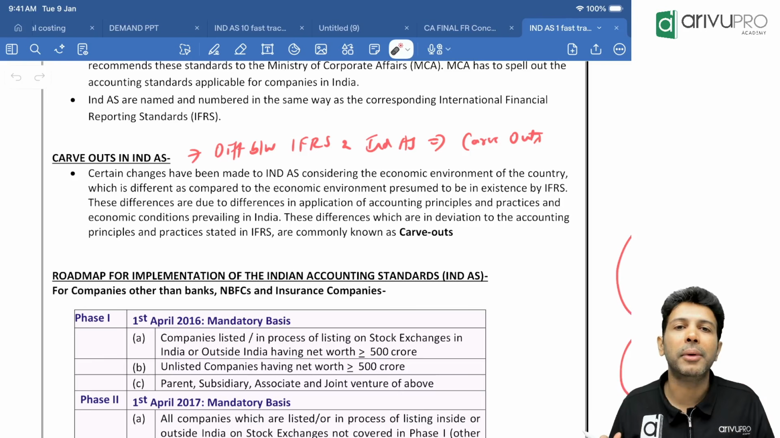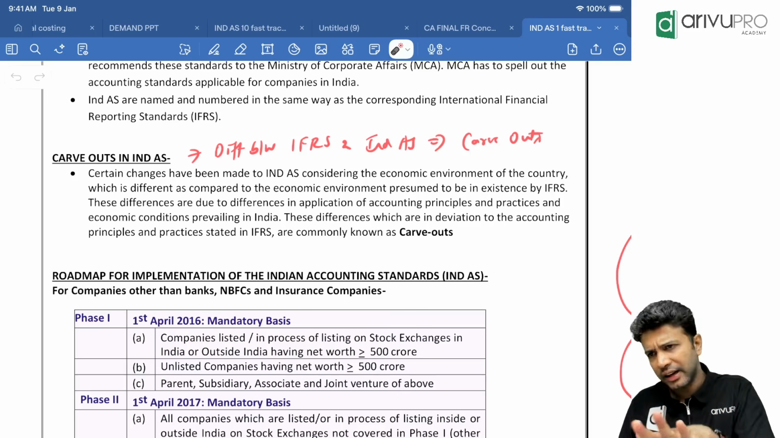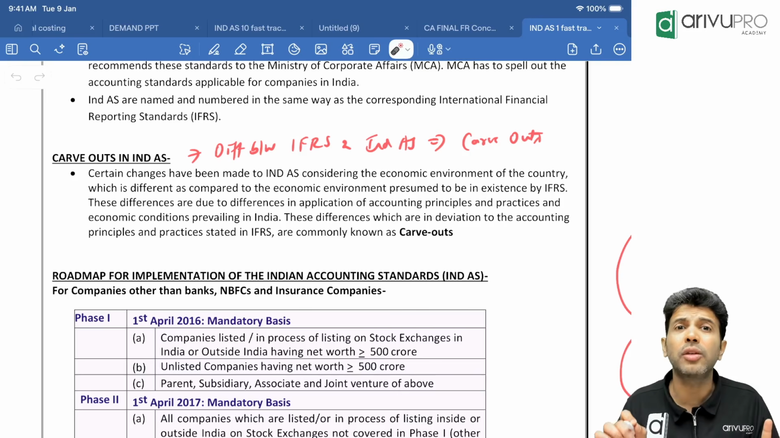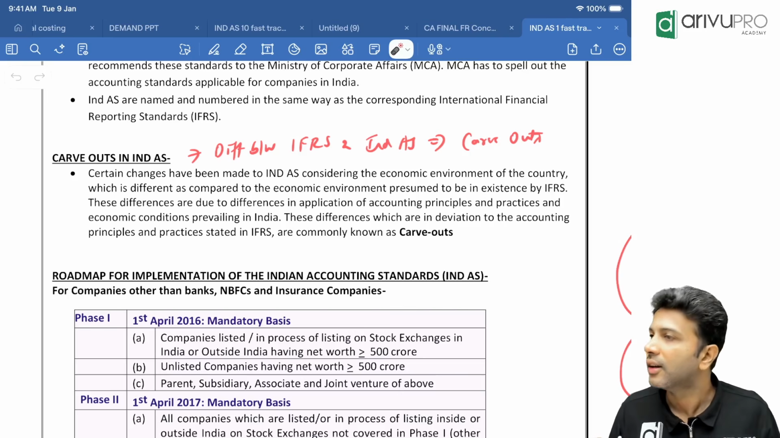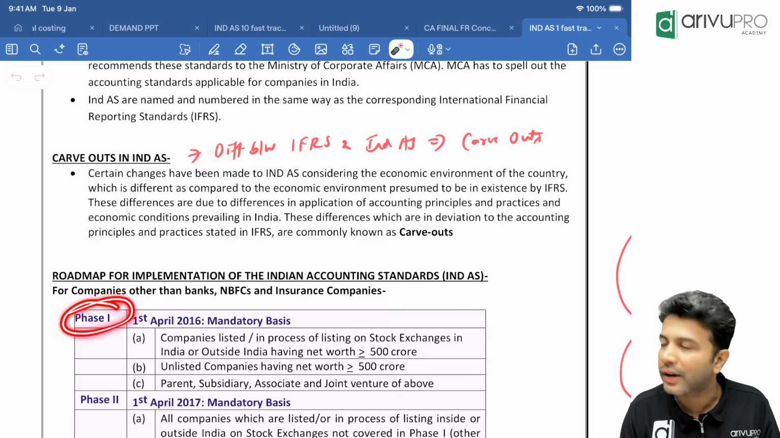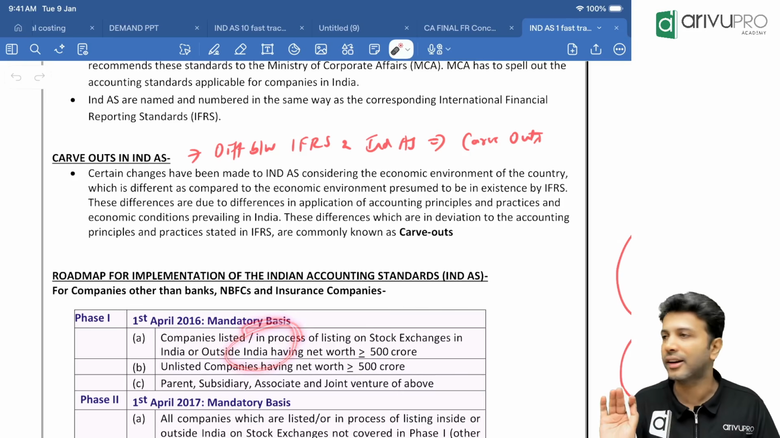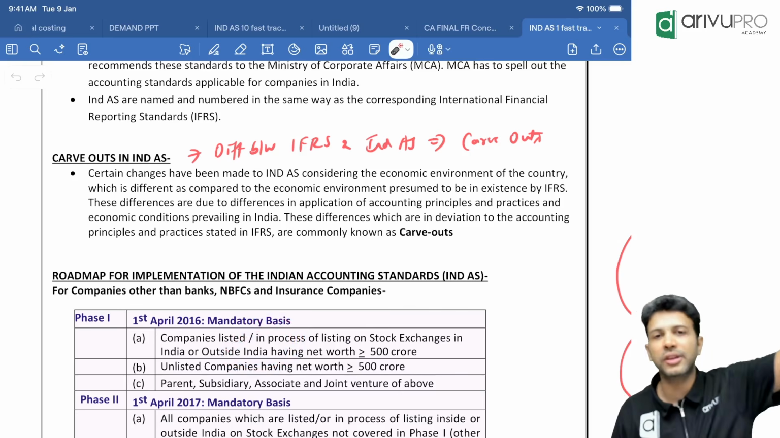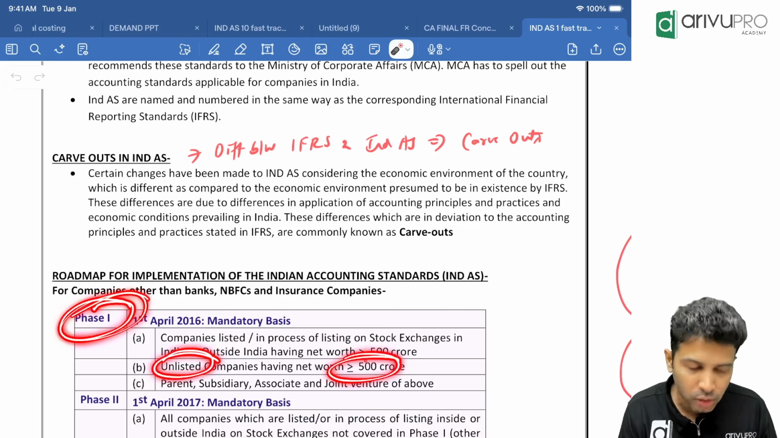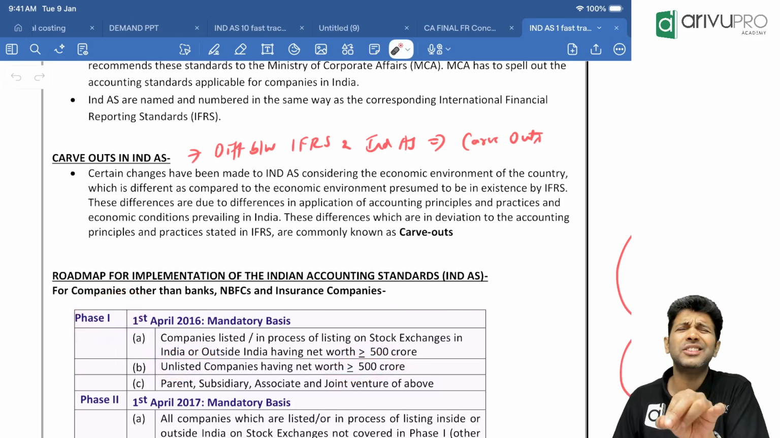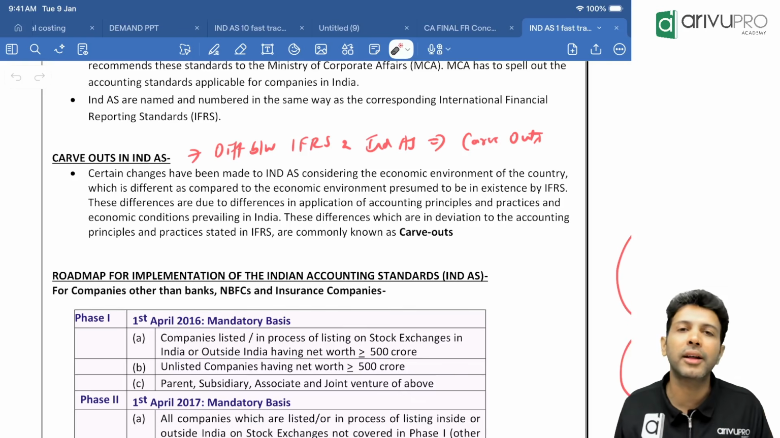Now, which company will come under phase 1? Very simple. If you are a company, whether you are listed or unlisted, doesn't matter. If the net worth of your company is 500 crores or more, you automatically come under phase 1. They have split it, but it really doesn't matter. Listed companies whose net worth is 500 crores or more will come under phase 1, and unlisted companies whose net worth is 500 crores or more also come under phase 1. So basically, easy to remember: if a company's net worth is 500 crores or more, they automatically come under phase 1.